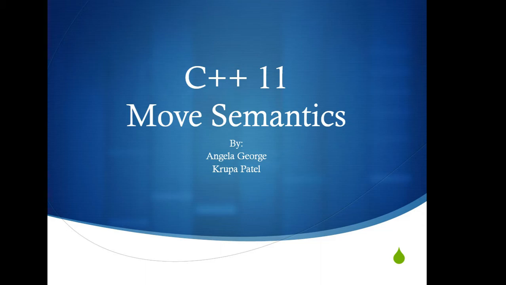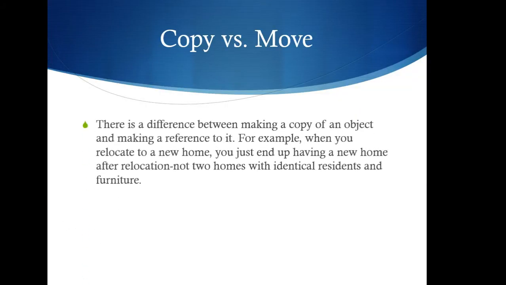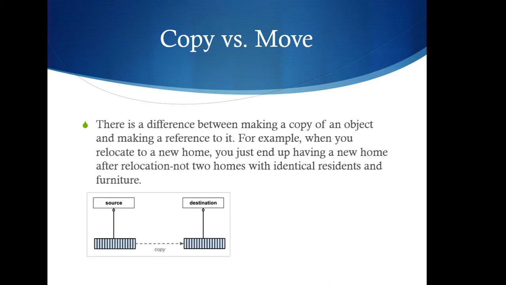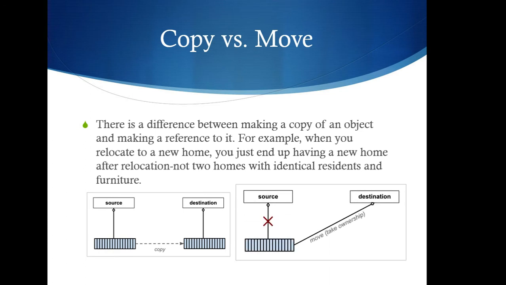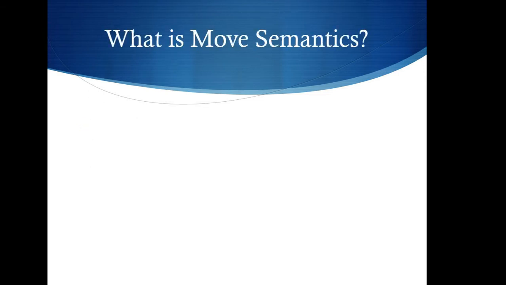Copy versus move. There is a difference between making a copy of an object and making a reference to an object. For example, when you relocate to a new home, you just end up having a new home after relocation. You don't have two homes with identical residents and furniture. In the figures below, you can see how moving an object to another object is different from copying one object to another object.